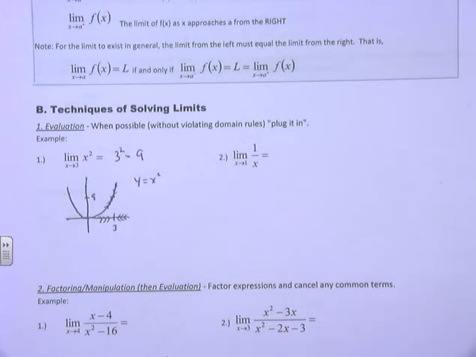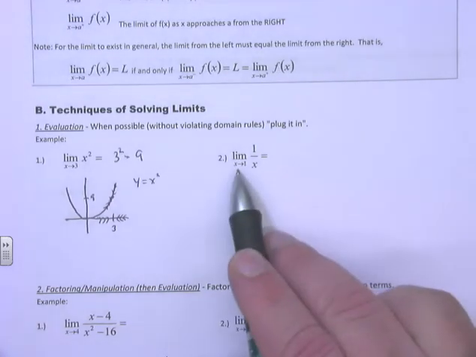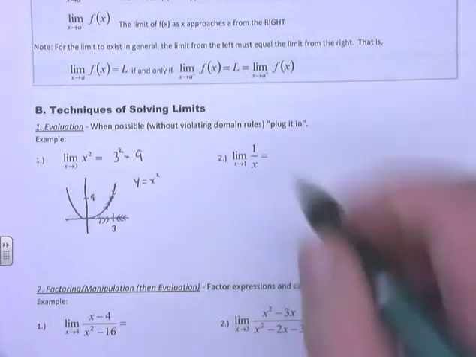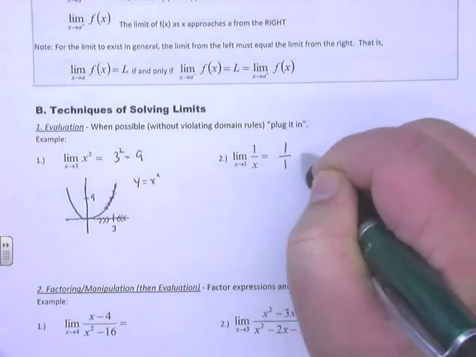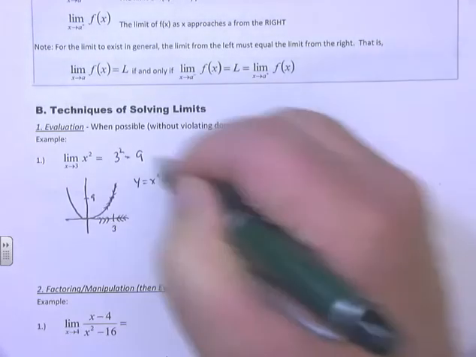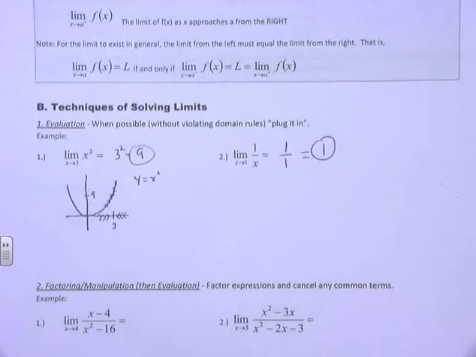Does that make sense? So for this problem, what's the limit as x approaches 1 of 1 over x? Well, first rule, plug it in: 1 over 1, which is equal to 1. So my limit value is 1. First rule of limits, and we call it plug it in.